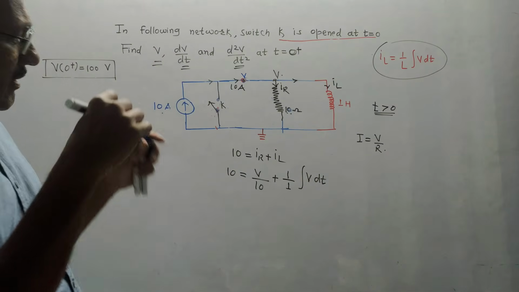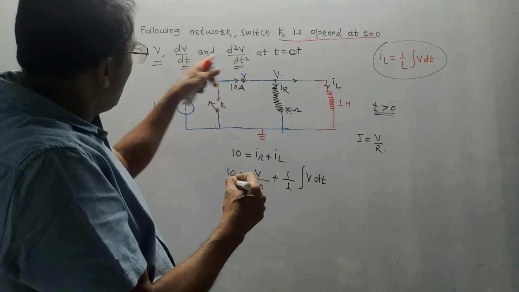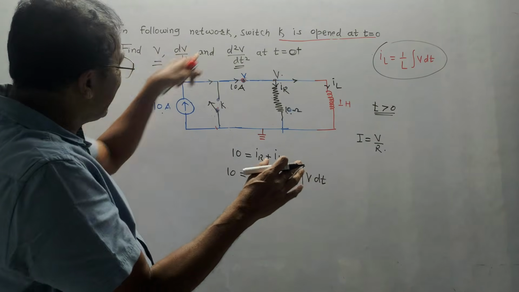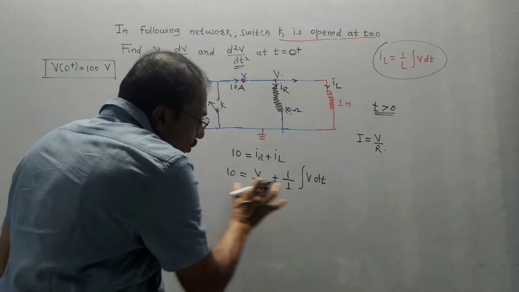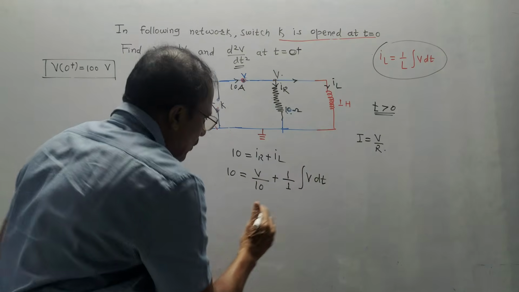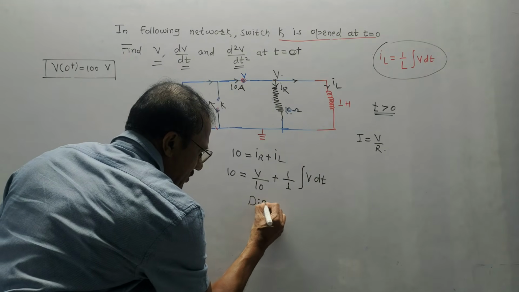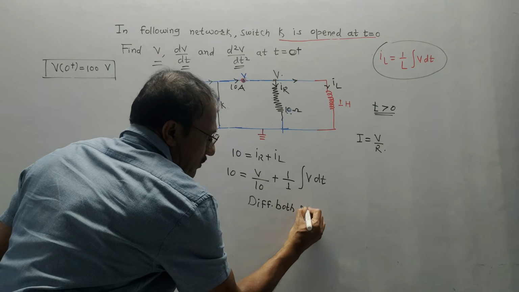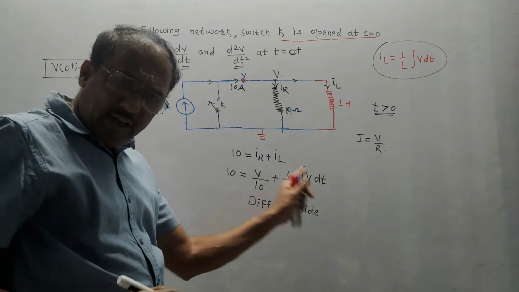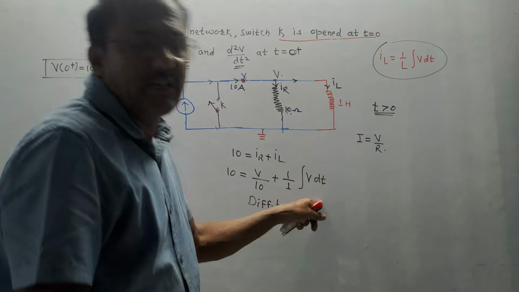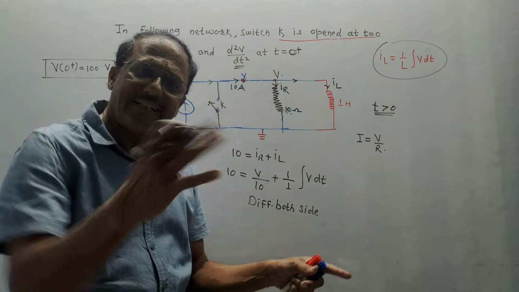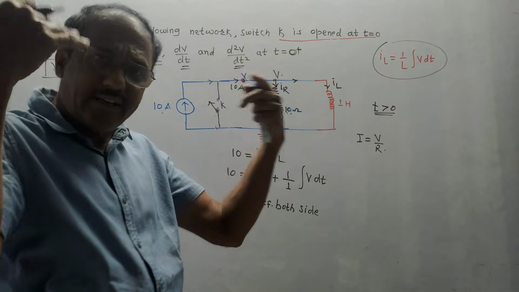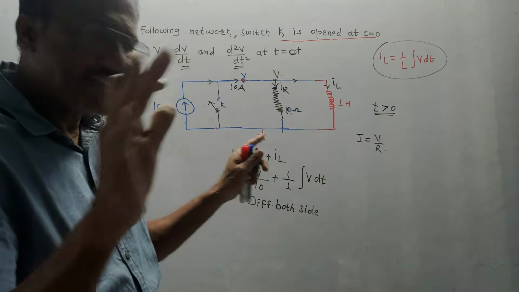Now, without thinking, what do you need to calculate, whether dV by dt or d square V by dt square, whatever it is, it contains a derivative. That means I need to differentiate both sides. So the next step is to differentiate both sides. One more important thing: derivative and integration are exactly opposite to each other. So if an integration term is there and you take a derivative, the integration gets cancelled.